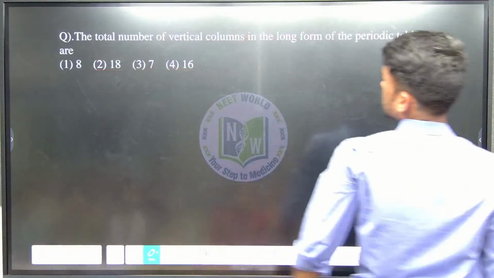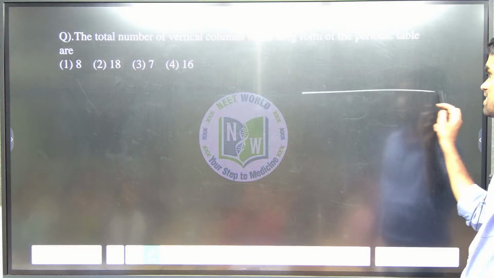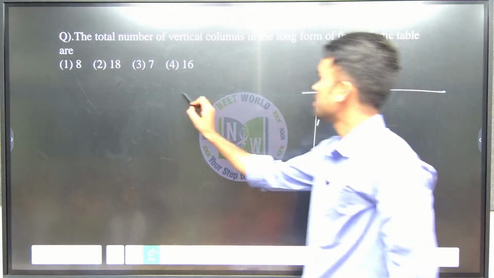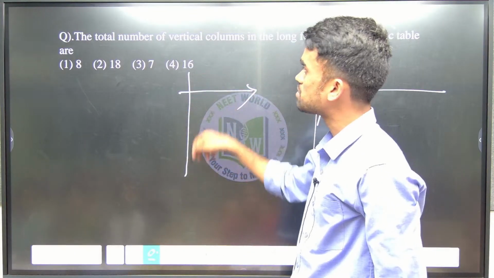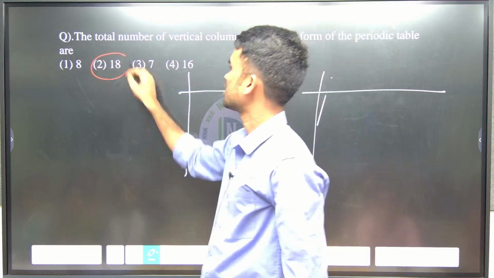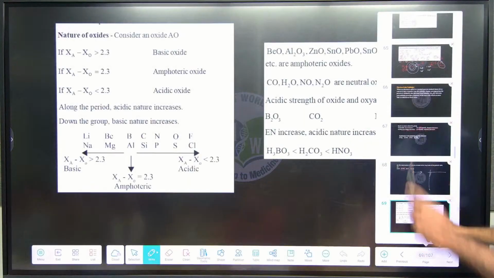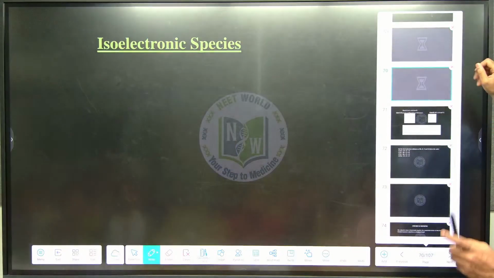Next, the total number of vertical columns in the long form of periodic table. 18. Vertical. 7. Vertical means what? Sorry. So these are horizontal rows or vertical columns. Vertical columns are how many? 18. Okay, this we will discuss in the chapter. Now we will discuss a few more things. Isoelectronic species means what I told you?